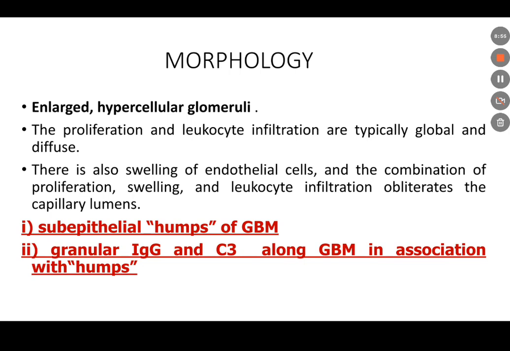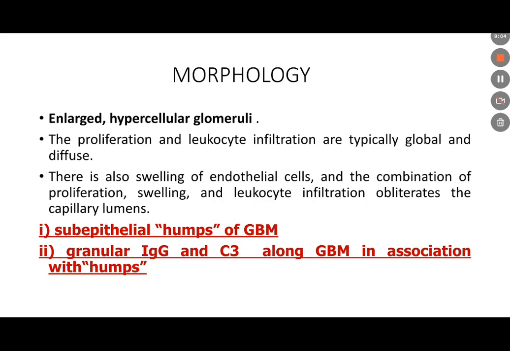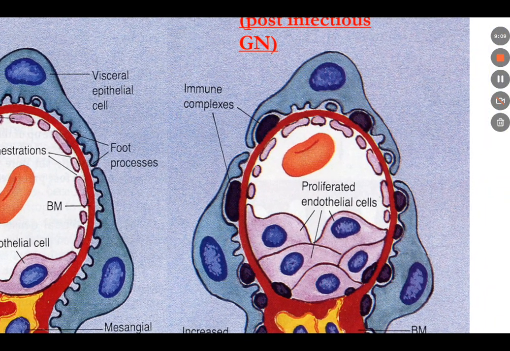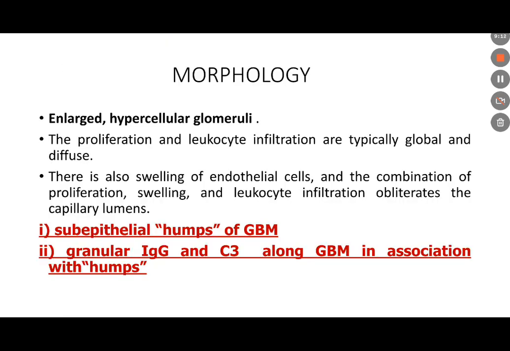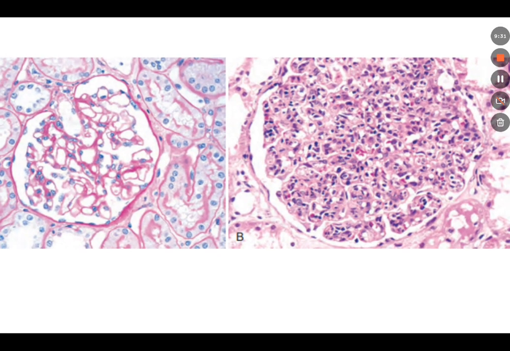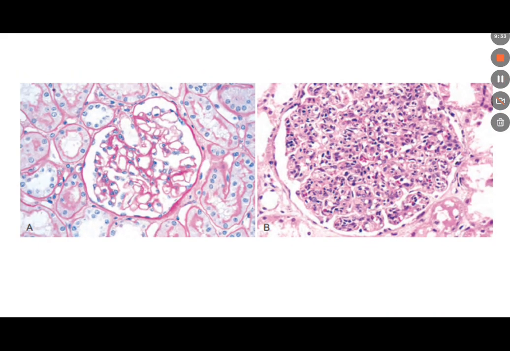Endothelial cells can be swollen. There can be a combination of proliferation and swelling, and all of this can obliterate the lumens of your capillaries. There are subepithelial humps of the GBM. These immune complexes are causing subepithelial humps of your GBM, and there are granular IgG and complement along the basement membrane in association with these humps. So A is your normal glomeruli. In comparison to this is such a hypercellular and proliferated one. And if you see this blue discoloration, blue colored cells, these are usually your WBCs.